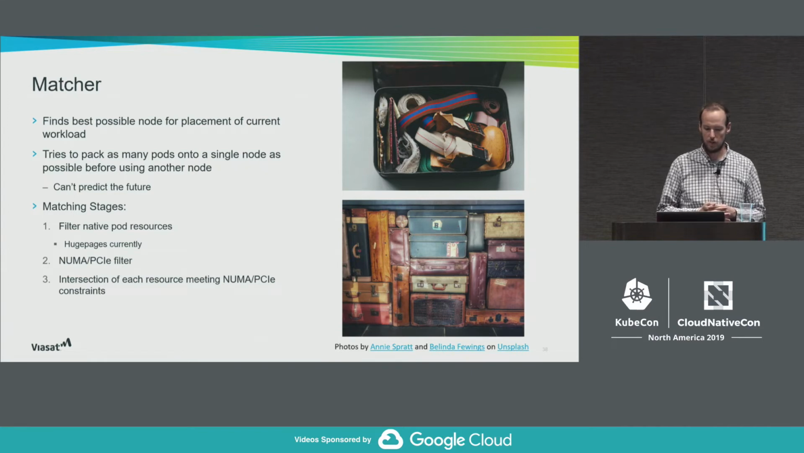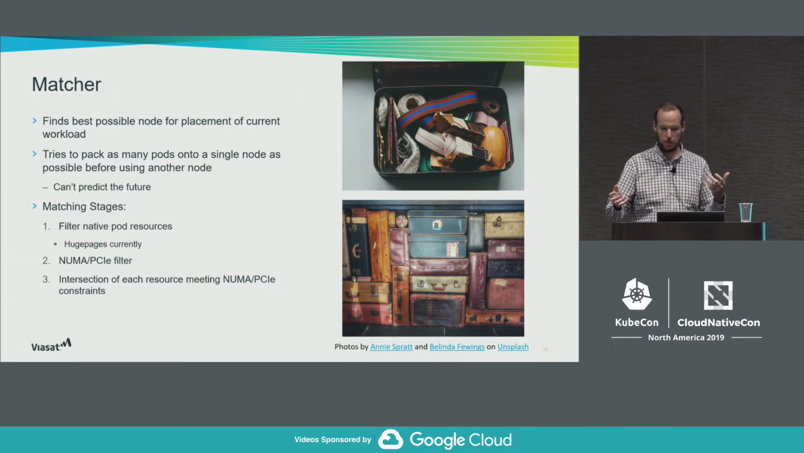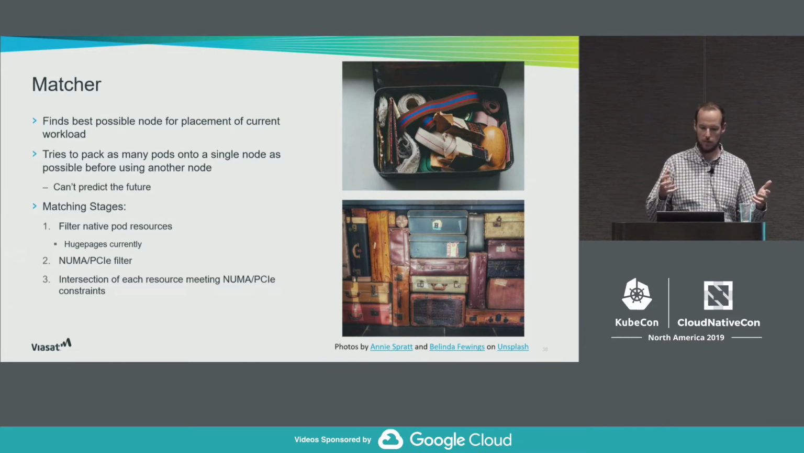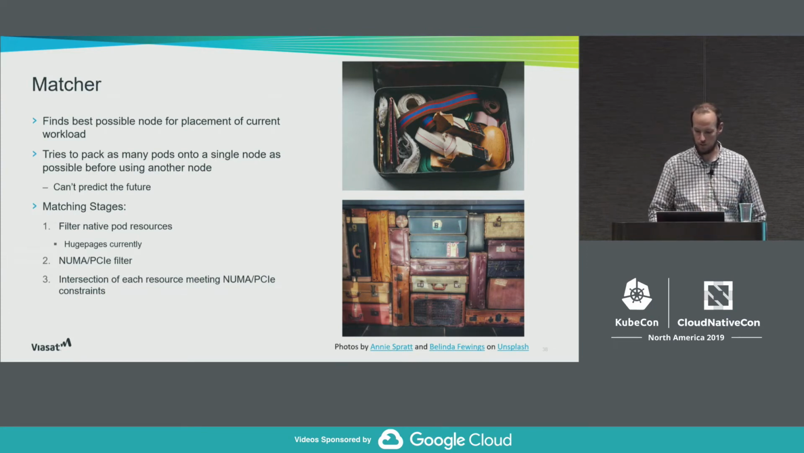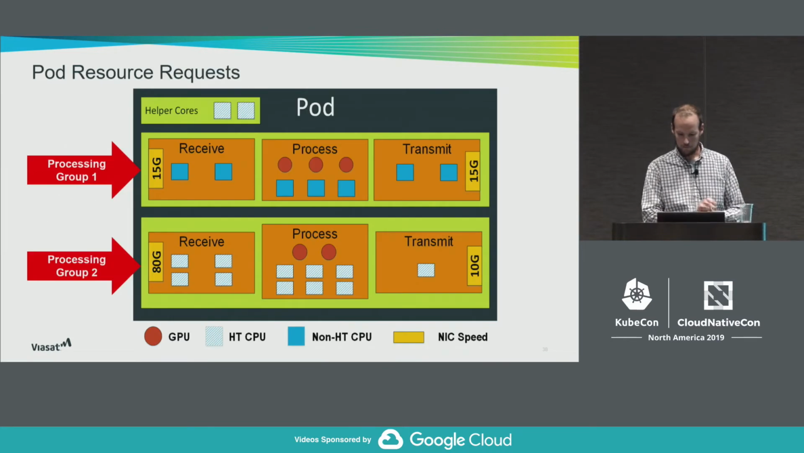And then it does a NUMA and PCIe filter on both the CPU and the devices. And then it intersects all of those. So it'll look at your GPU, your NIC, and your CPU requirements, find which PCIe switches and NUMA nodes are available, and then intersect those to find which ones you can be placed on.